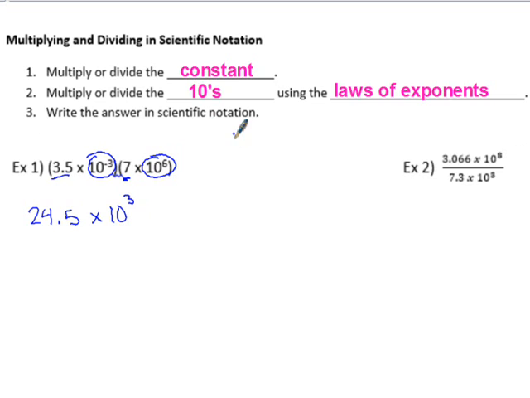The problem with that is our answer has to be in scientific notation, and 24 is bigger than 10, which is the max for scientific notation. So what I actually need to do here is move this decimal place 1 to the left. So now I have 2.45. Alright, and since I moved it 1 to the left, I'm going to add a number to my exponent. So instead of 24.5 times 10 to the third, I'm going to make it 2.45 times 10 to the fourth.